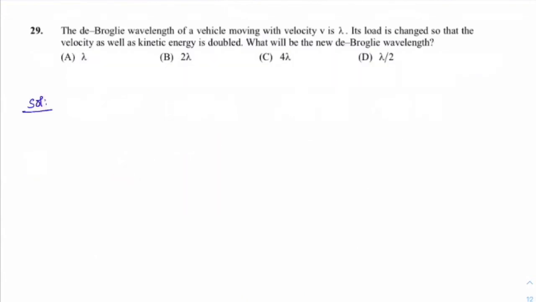Okay, students, let's figure out this question. It says that the de Broglie wavelength of a vehicle moving with speed or velocity v is lambda. So lambda dB, we shall write it as lambda 1 equal to h by p, where p is the linear momentum, or I'll simply write it as m1 v1.